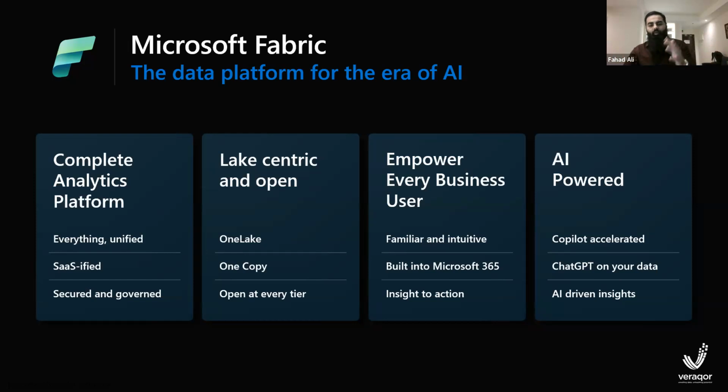It's lake centric with one lake, one copy, and open in every tier. And it empowers the developers at every level, whether you're a no code user, low code user, or a very code-oriented person who likes to code a lot, or if you're a citizen developer, it doesn't matter. And then at the end, we have AI power, which means Copilot coming in and chipping in at every step of development, starting with the ETL pipelining all the way to the Power BI reports, giving us the nice semantics and nice overview of everything that is right over there.